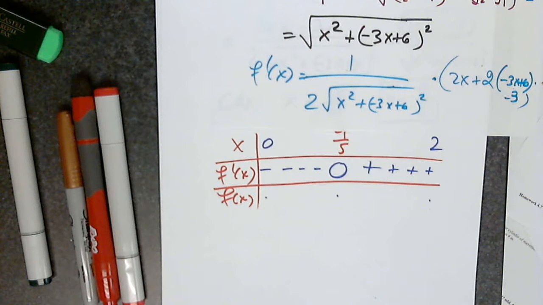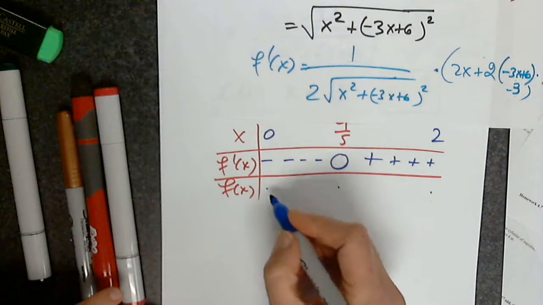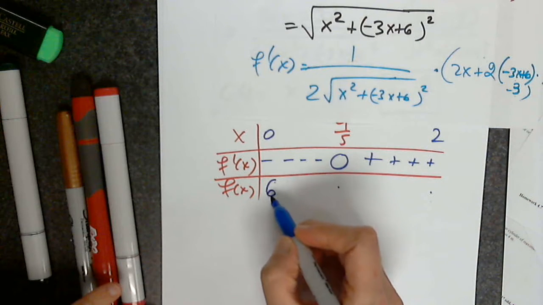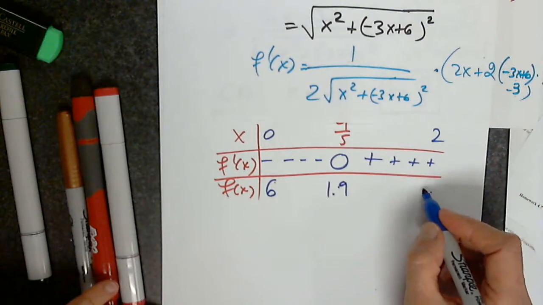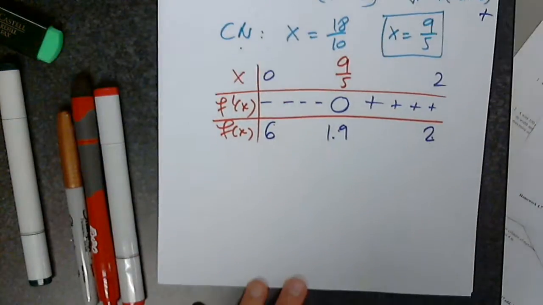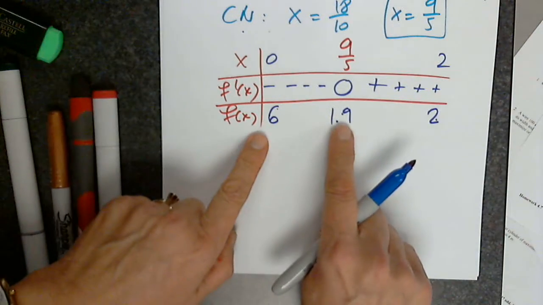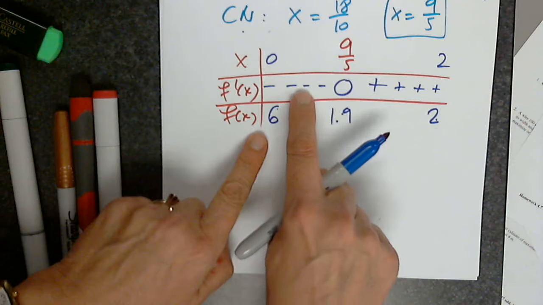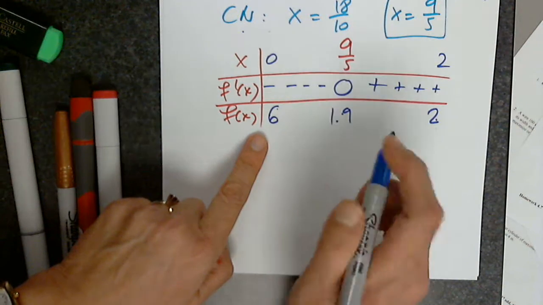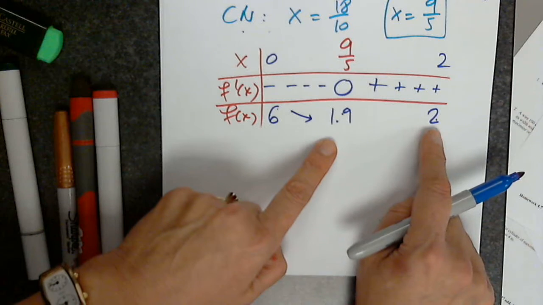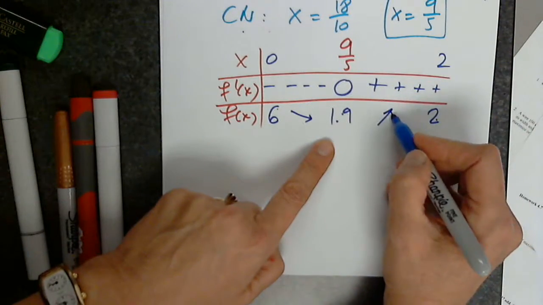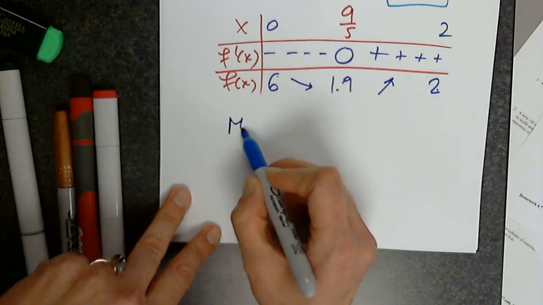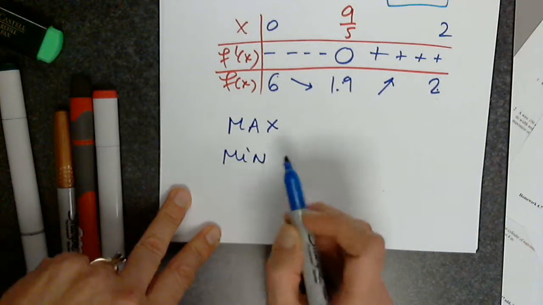Okay, so I go to my chart and I put in the values. So this is 6, this is 1.9, and a 2 is 2. From 6 to 1.9, the function appears to decrease. Is this supported by the sign of the first derivative? From 1.9 to 2, the function increases. Is this supported by the sign of the first derivative? So what do I conclude about max? And what do I conclude about min?